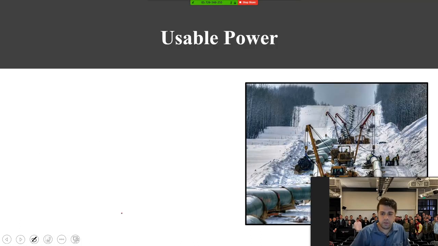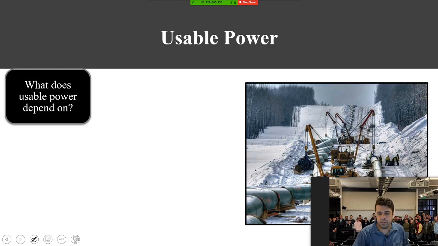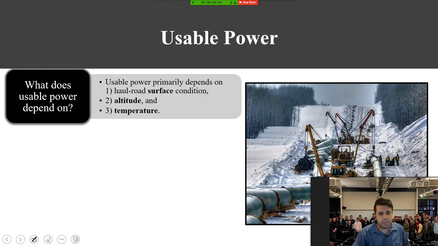All right, so usable power. What is usable power? Usable power depends, as implied by the name, that's the part of the power that is actually doing the work, because a part of it is for overcoming different forces, different resistance. So the part that actually does the job is called the usable power. That depends on three factors.